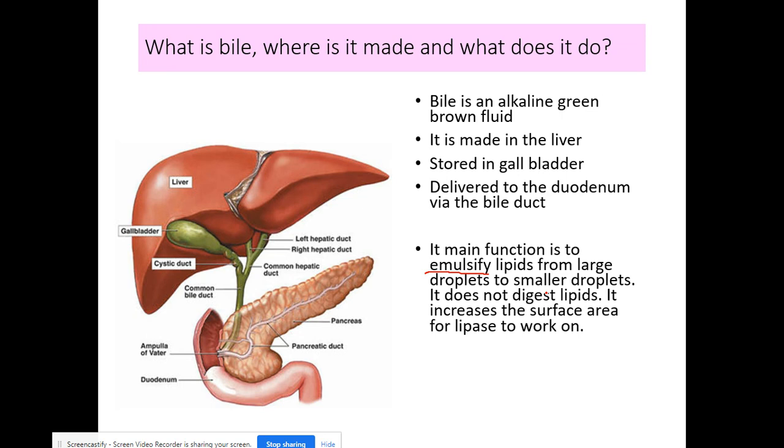And often the analogy is like when you're using washing up liquid on a fatty pan when you're doing the washing up. You see the droplets of fat getting smaller when you use the washing up liquid. What it does do is it increases the surface area for the lipid digesting enzyme lipase to work on. Its secondary function is it helps to neutralize the stomach acid as that pyloric sphincter of the stomach opens and allows the contents of the stomach to come into the duodenum here.